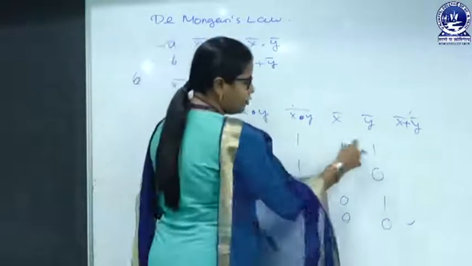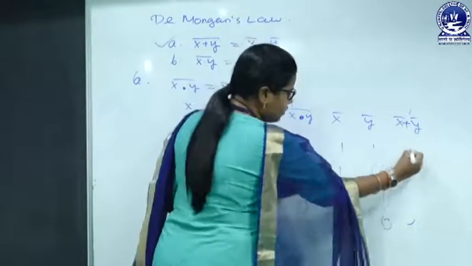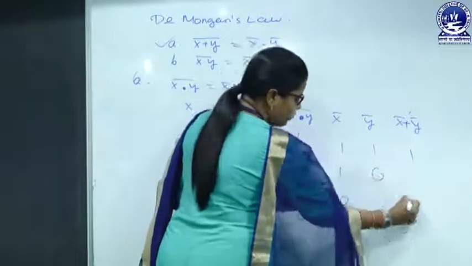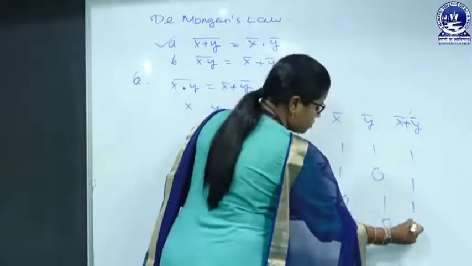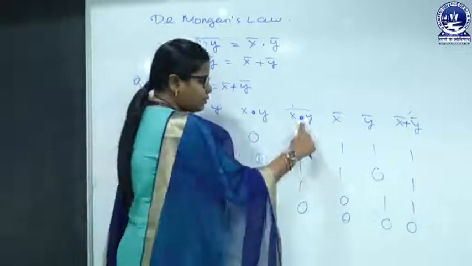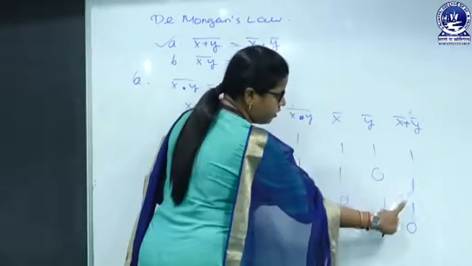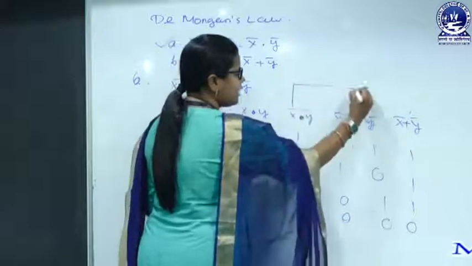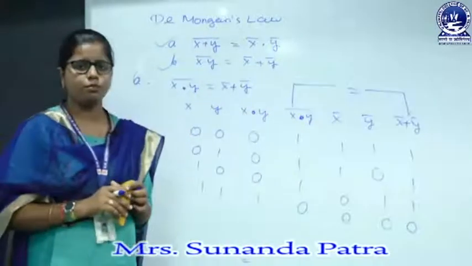Now we add x complement plus y complement: 1 plus 1 is 1, 1 plus 0 is 1, 0 plus 1 is 1, 0 plus 0 is 0. Compare these two columns: 1 1 1 0 and 1 1 1 0. So this one is equal to this one. The second theorem is also proved.